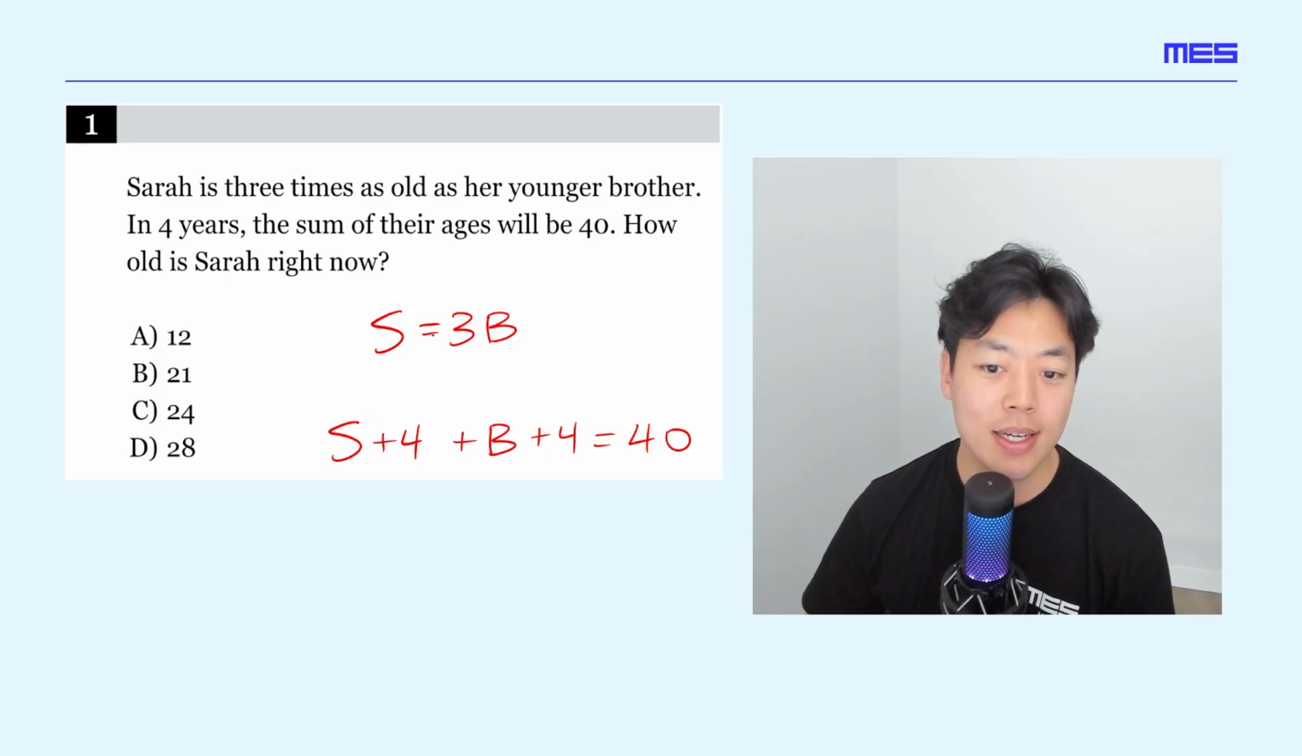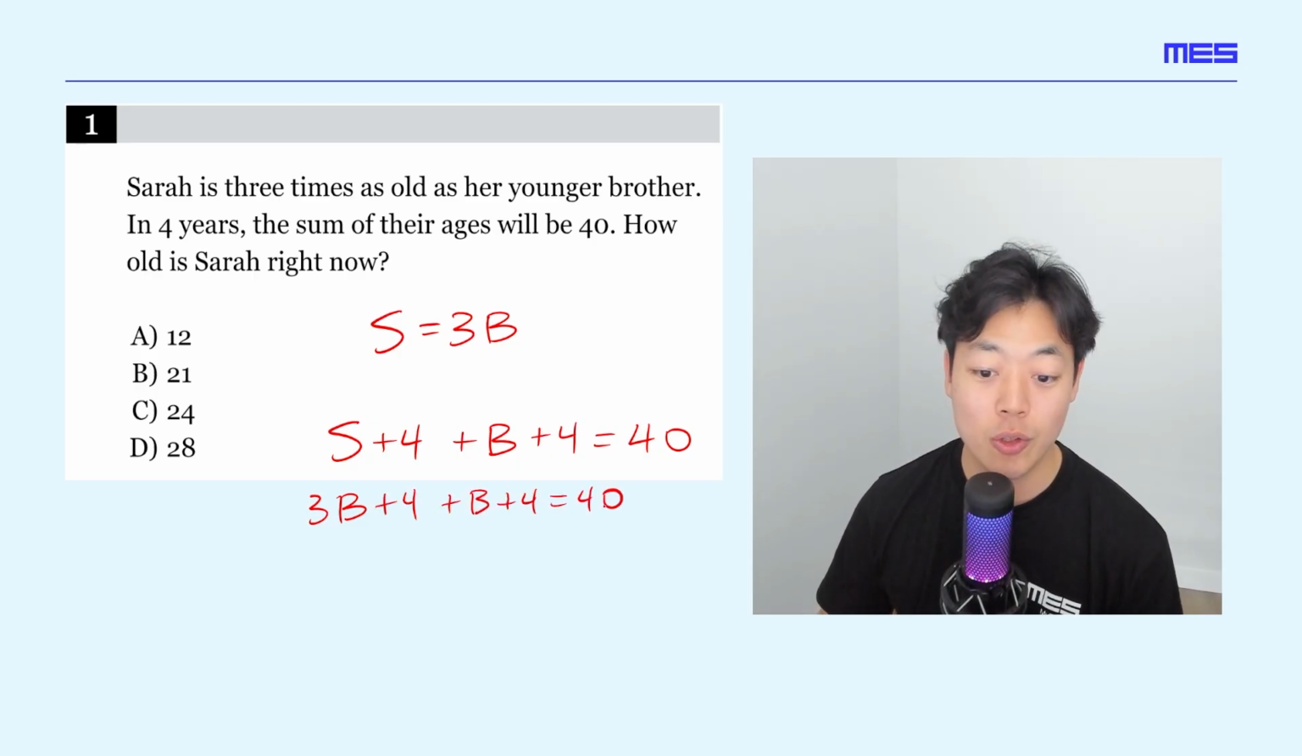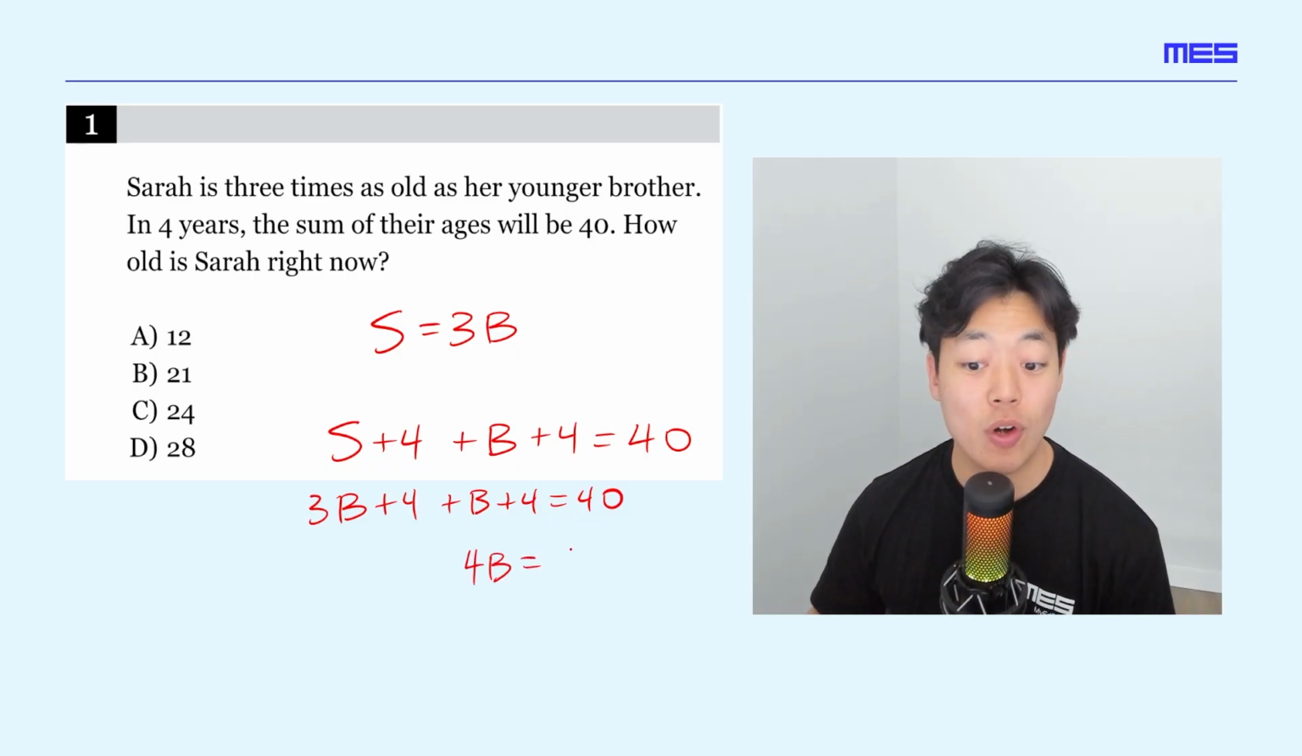We know that Sarah is equal to 3 times her brother's age, so Sarah will equal 3b. So we can substitute just like this. We can also do some simplifying here, combining like terms. 3b plus b is 4b. 4 plus 4 is 8. Subtract 8 on both sides. 40 minus 8 will give us 32.